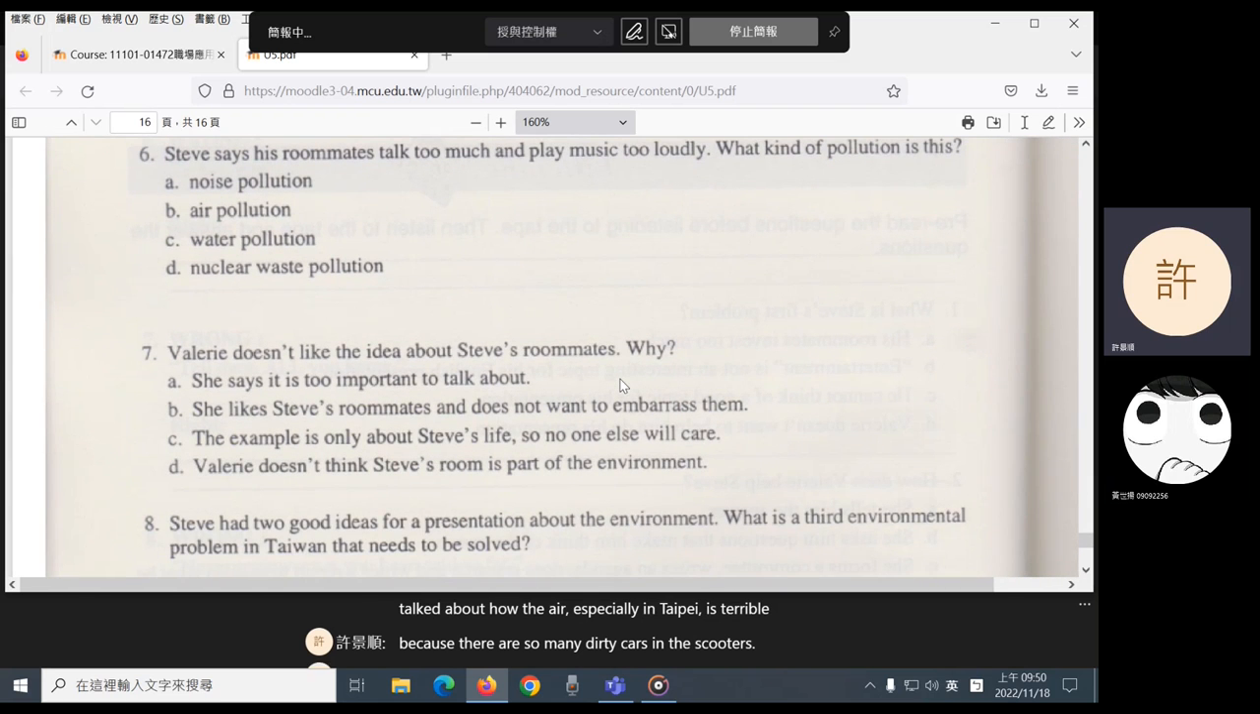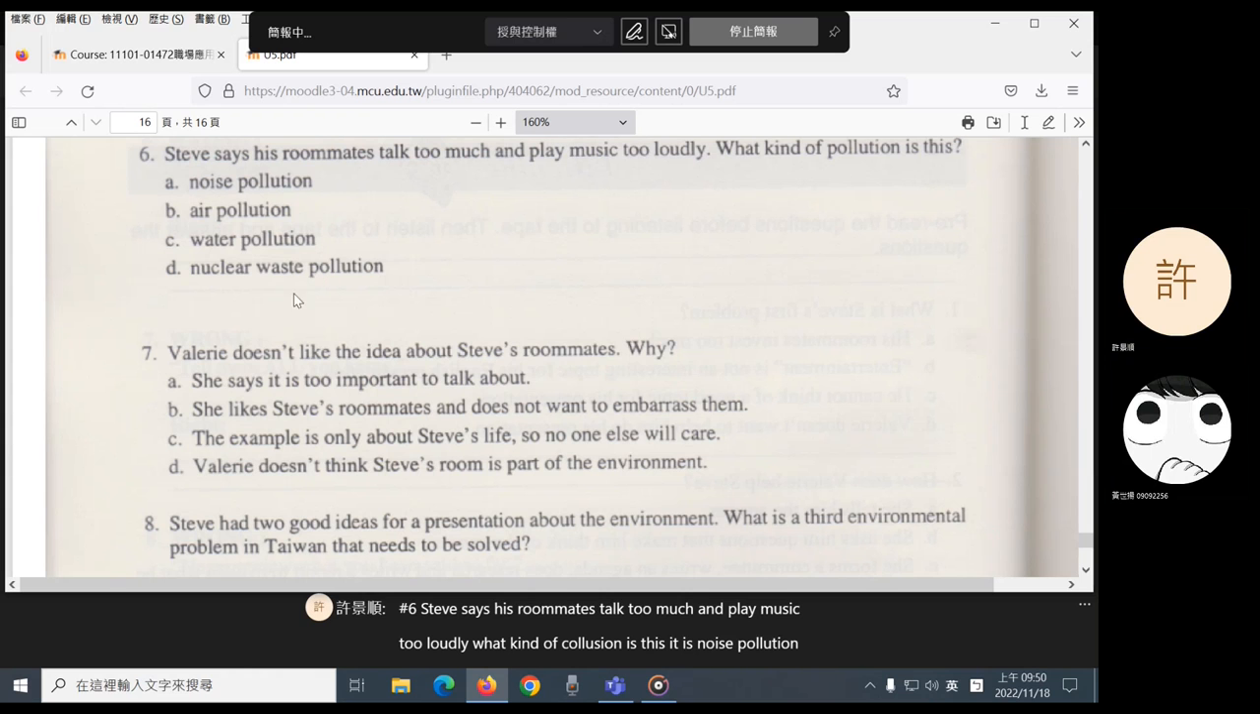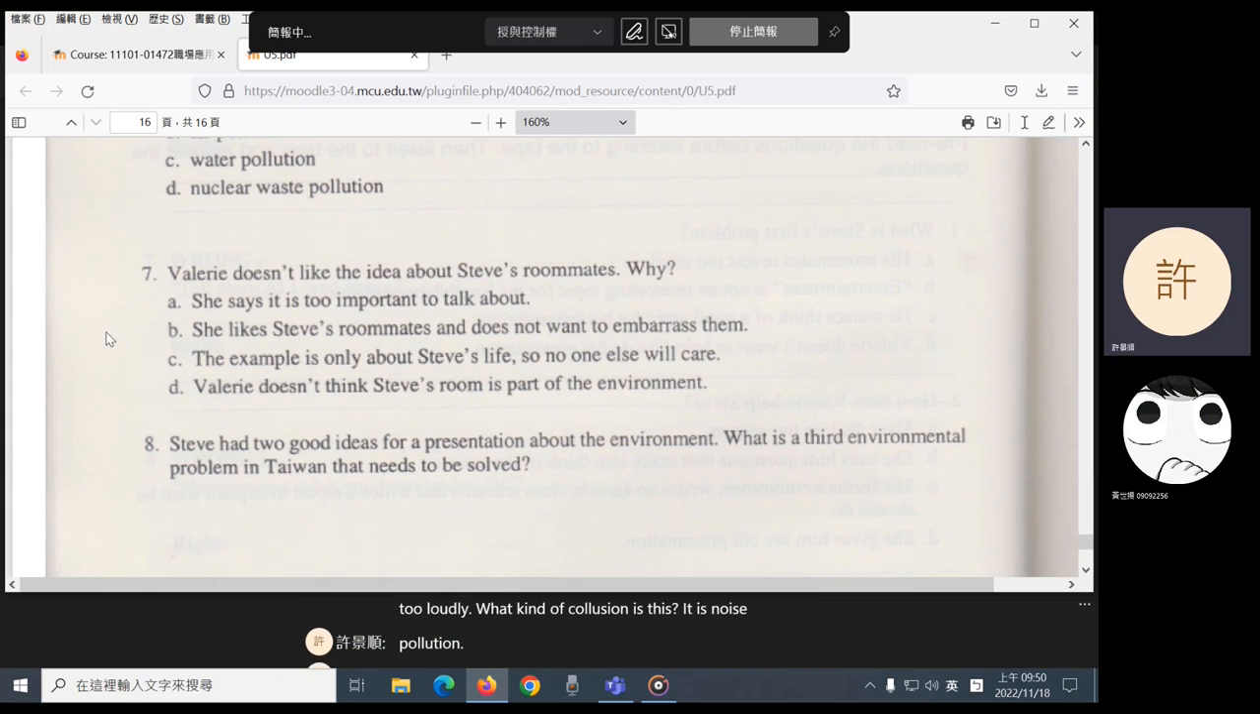Number six, Steve says his roommates talk too much and play music too loudly. What kind of pollution is this? It is noise pollution. A. Number seven, Valerie doesn't like the idea about Steve's roommates. Why? C. The example is only about Steve's life, so no one else will care.